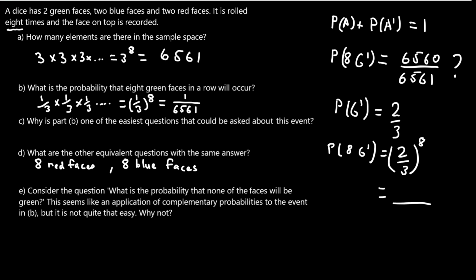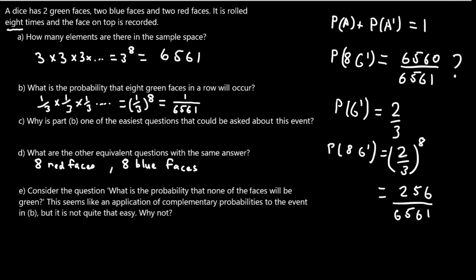And what does that equal to? Well, we know what 3 to the power of 8 is. We know that's 6,561. What is 2 to the power of 8? I'll let you guys work that out on your calculator quickly. Now, if you got 128, you're a little bit off the mark. That was 2 to the power of 7. 2 to the power of 8, though, is 256.